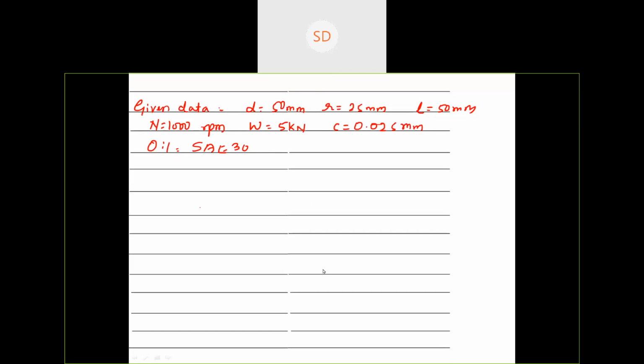Oil type is SAE 30. And the operating temperature of oil, that is TO, is 80 degrees Celsius. Okay. And the angle of contact, that is attitude, is 60 degrees. Okay. And the ambient temperature TA is equal to 20 degrees Celsius.